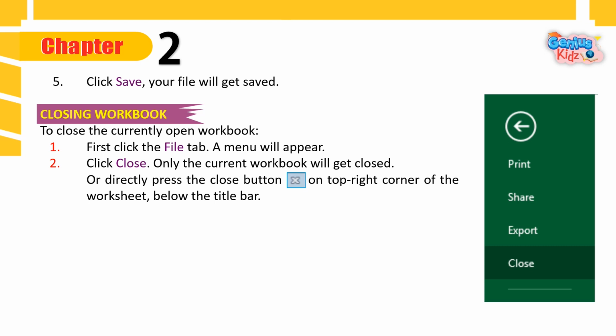Closing a workbook. To close the currently open workbook: 1. First click the File tab. A menu will appear. 2. Click Close. Only the current workbook will get closed. Or directly press the Close button on the top right corner of the worksheet, below the title bar.